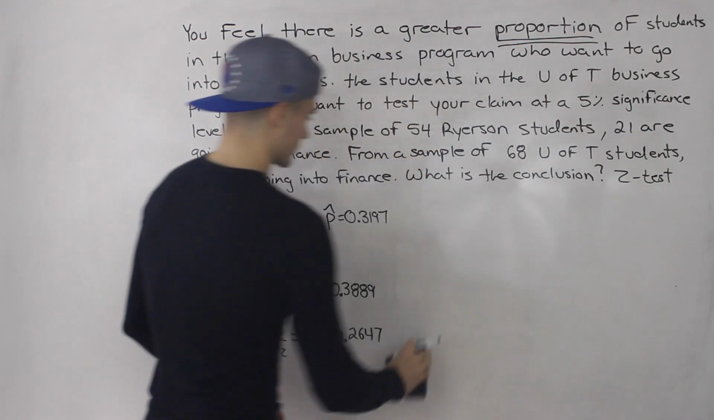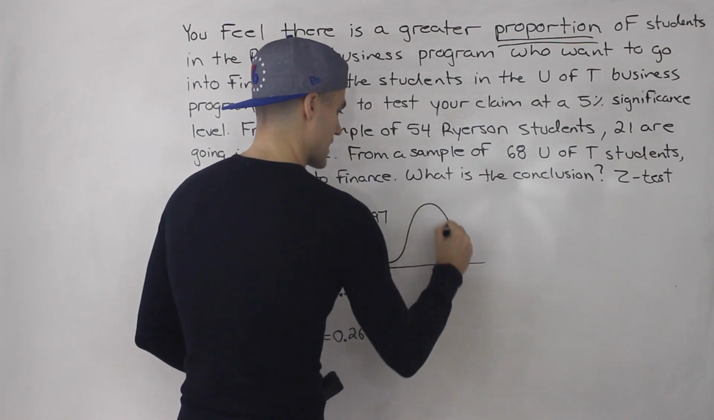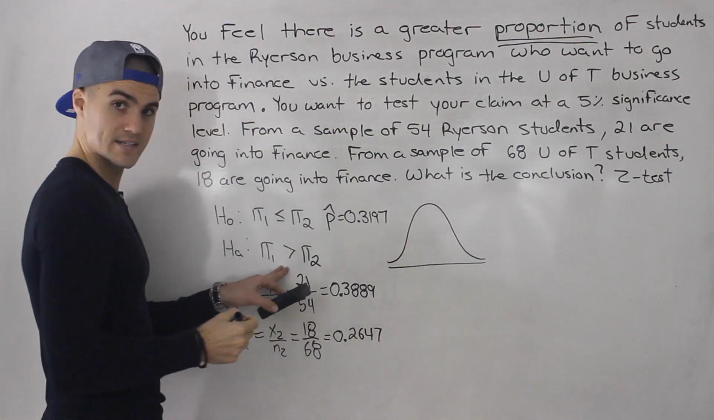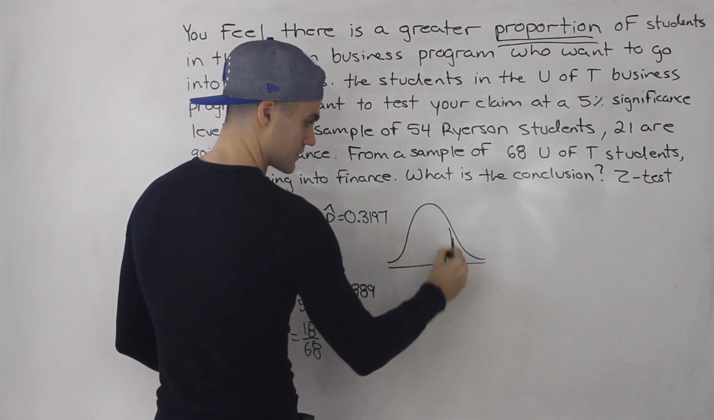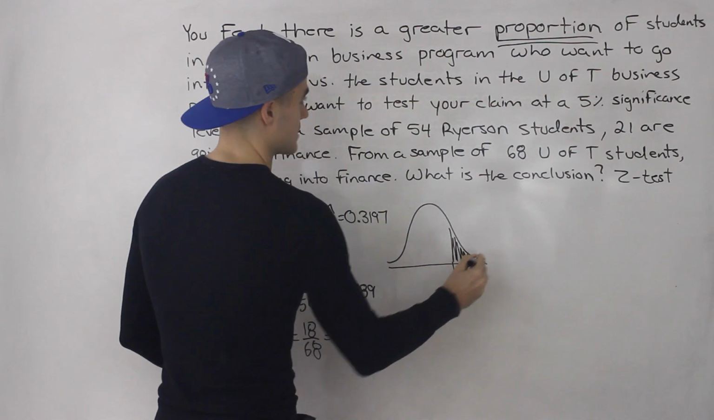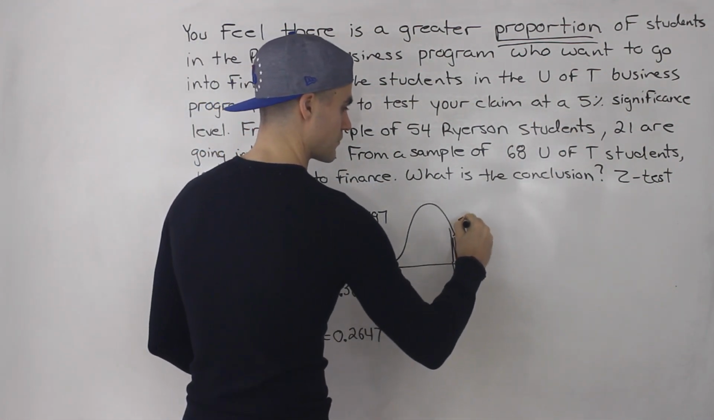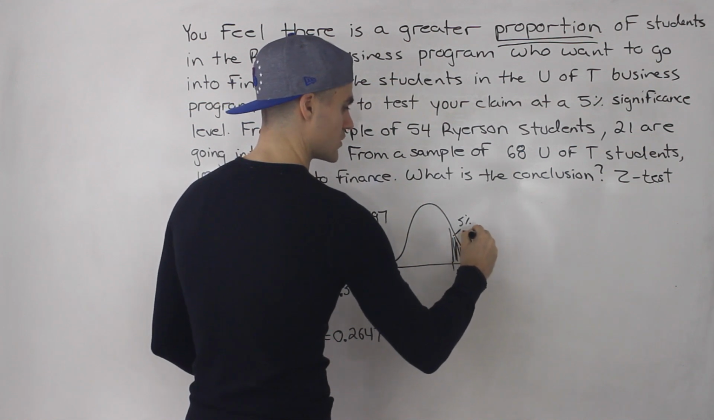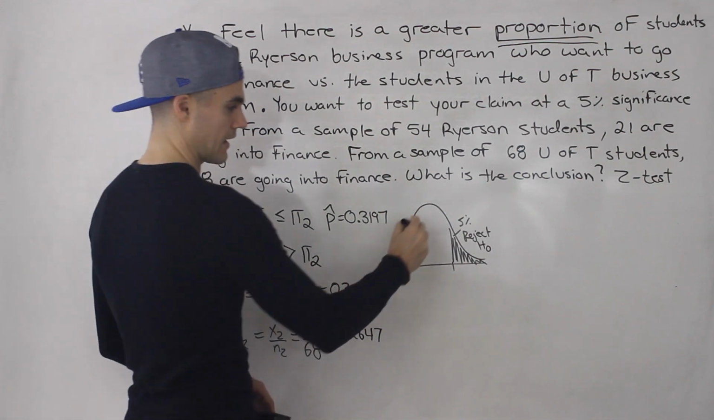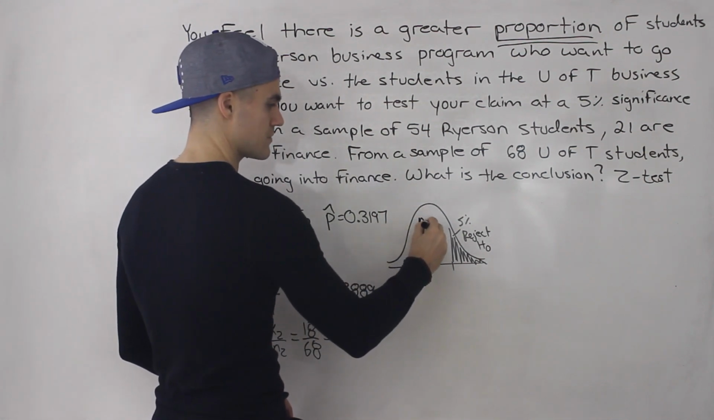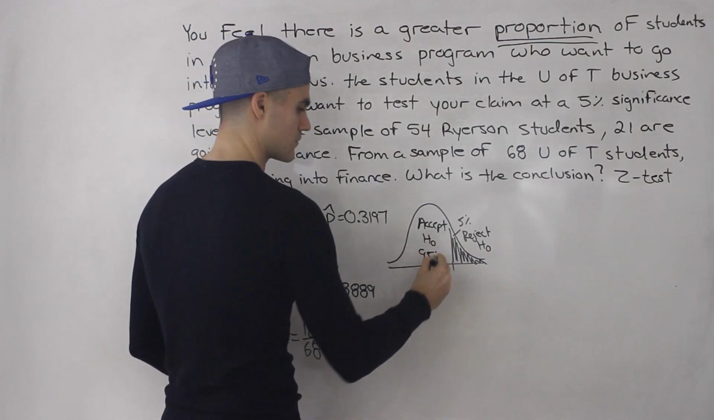Now, let's draw a diagram. Let's find the critical value first. Notice that this is a one-tailed test. So this is a Z distribution. Remember, we're doing a Z test. And what is the significance level we're working with? We're working with a 5% significance level. So this here is 5%, and we're going to be rejecting the null in that area. And then over here, we're going to be accepting the null. So this is 95%.